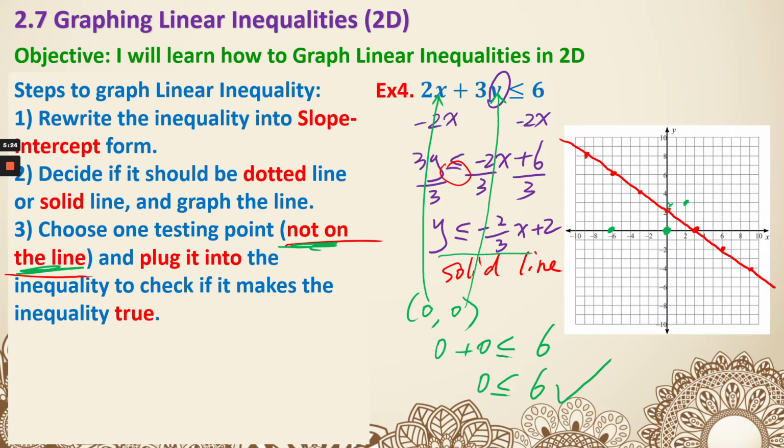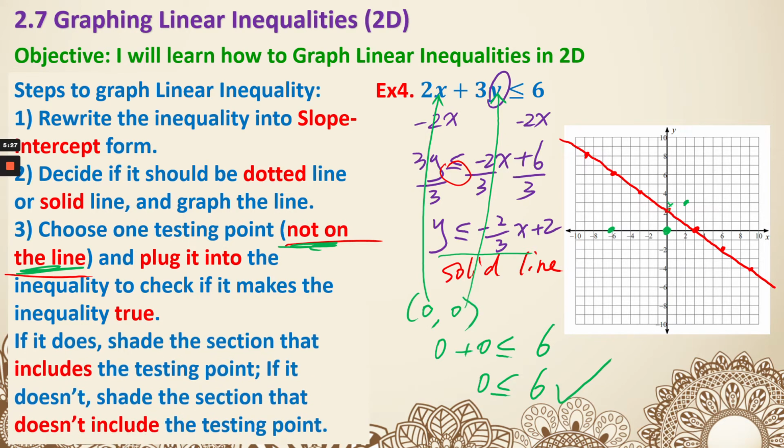So that is true. If it is true, you're going to shade the section that includes the testing point. Our testing point is 0, 0, right here. So this section includes 0, 0. We're going to shade that part. If it doesn't include the point, then you are going to shade the part that doesn't include that. So let's say you actually tested 2, 3. That wouldn't work, so you are going to still shade the same section. The section that does not include the point.